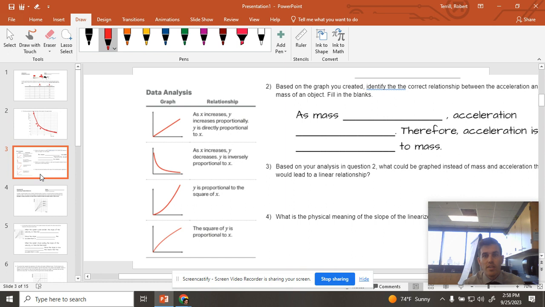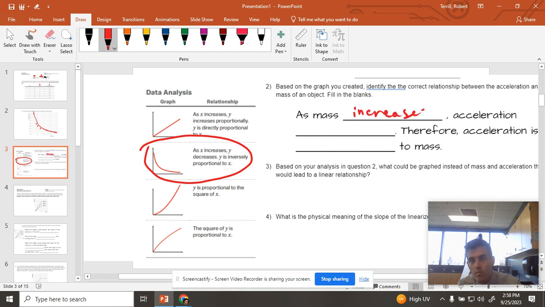Graphing's easy. Then we go through and we say, all right, based on the graph that we created, identify the relationship between acceleration and the mass of the object. Fill in the blanks, and you should definitely recognize that this is what the graph looks like. We should notice that as mass increases, the acceleration was decreasing, and therefore acceleration is inverse to mass. I don't think anybody had a hard time with that, but there's the answer to that part.